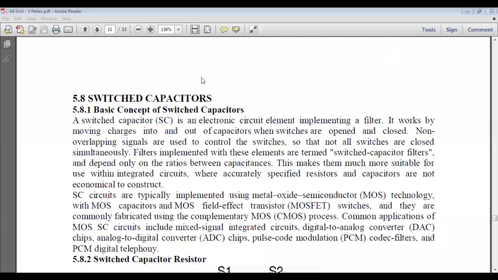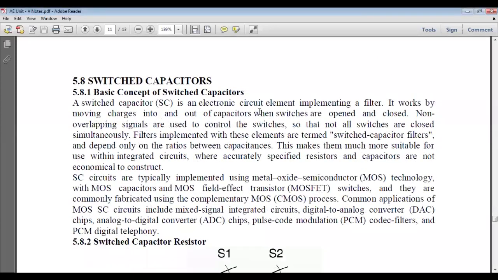In this video, let me give a presentation on switch capacitor, the last topic under Unit 5. Basic concept of switch capacitor. So what is meant by a switch capacitor? It is an electronic circuit element to implement a filter for integrated circuit diagram. So how does it work?